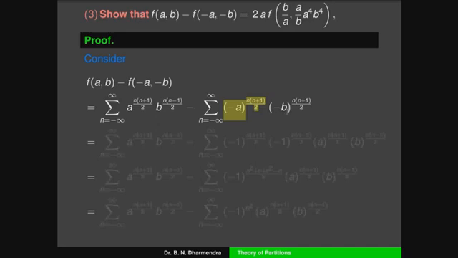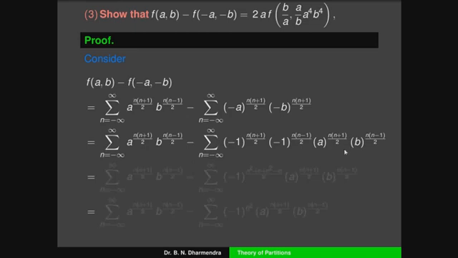Similar in terms of b to the power of n into n minus 1 by 2 into minus 1 to the power of n into n minus 1 by 2. So that is equal to, the first term is unaltered, that is n running from minus infinity to plus infinity a to the power of n into n plus 1 by 2 into b to the power of n into n minus 1 by 2 minus summation n running from minus infinity to plus infinity minus 1 to the power of n into n plus 1 by 2 into minus 1 to the power of n into n minus 1 by 2 into a to the power of n into n plus 1 by 2 into b to the power of n into n minus 1 by 2.